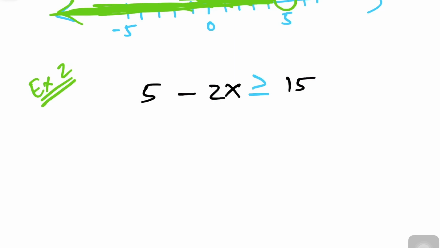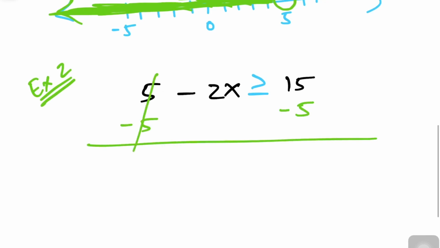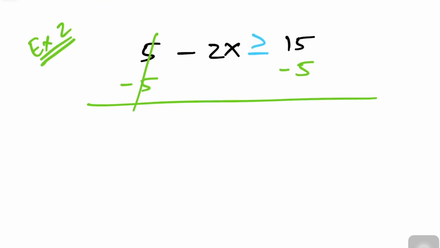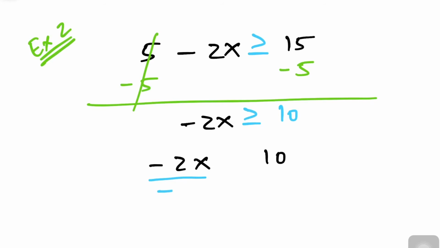All right. So let's try to solve it. So I want to solve for x. That means I don't want this 5. How can I get rid of this 5? I'm going to subtract 5 from both sides. This 5 will cancel each other out. So we have negative 2x greater than or equal to 10. Okay, so negative 2x and I have 10. I want to divide both sides by what? I want to divide both sides by negative 2.